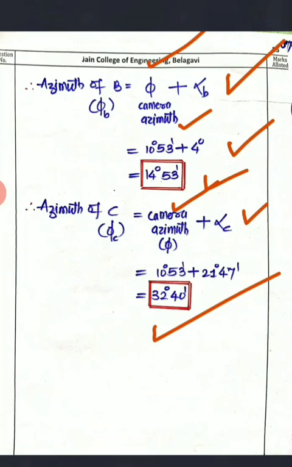So here I got both the azimuths. This is the main problem that is going to come in the examination, so you have to be careful to handle it. It is quite easy, so please practice this. Now we are going to go for one more problem to solve, so we will see that problem now.